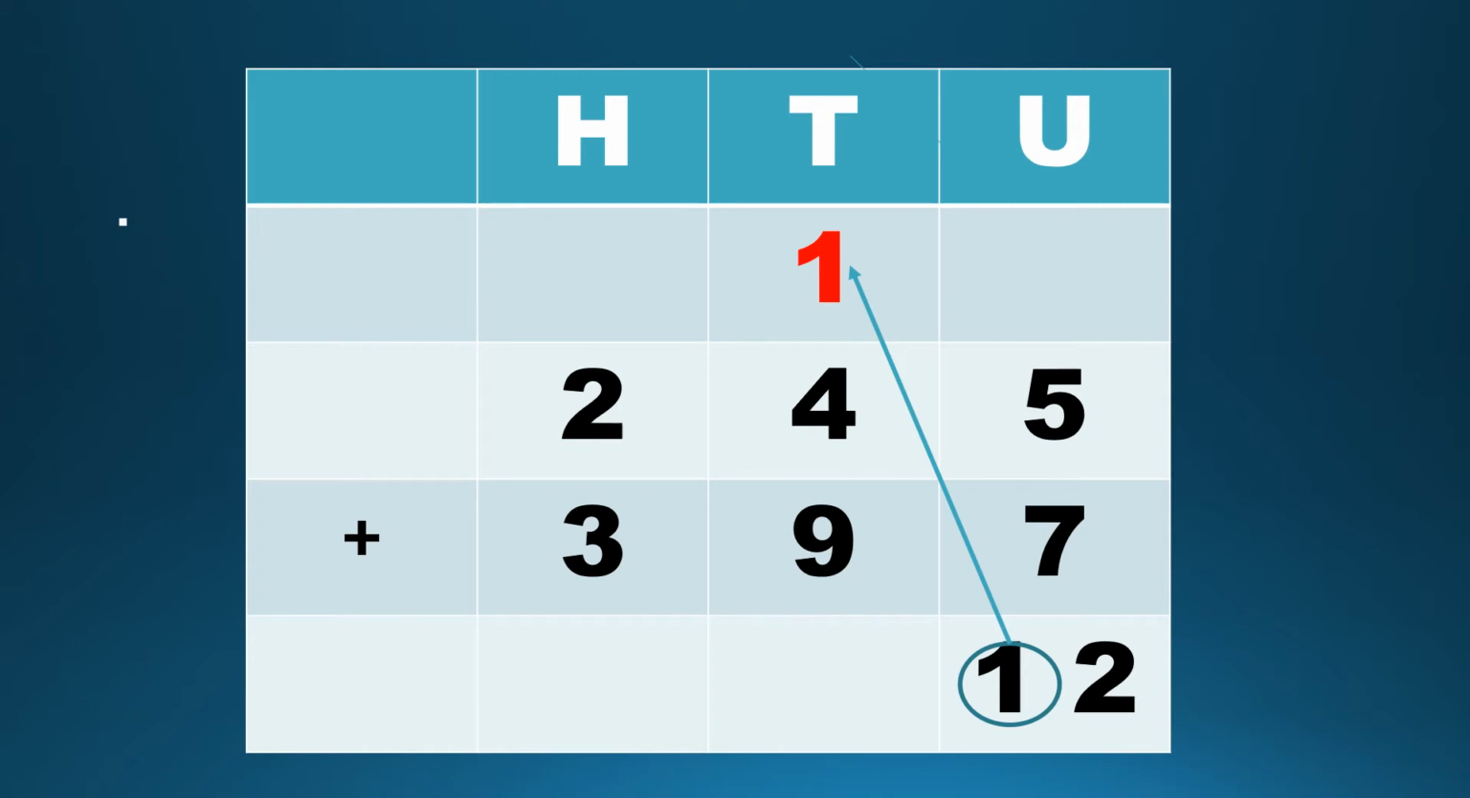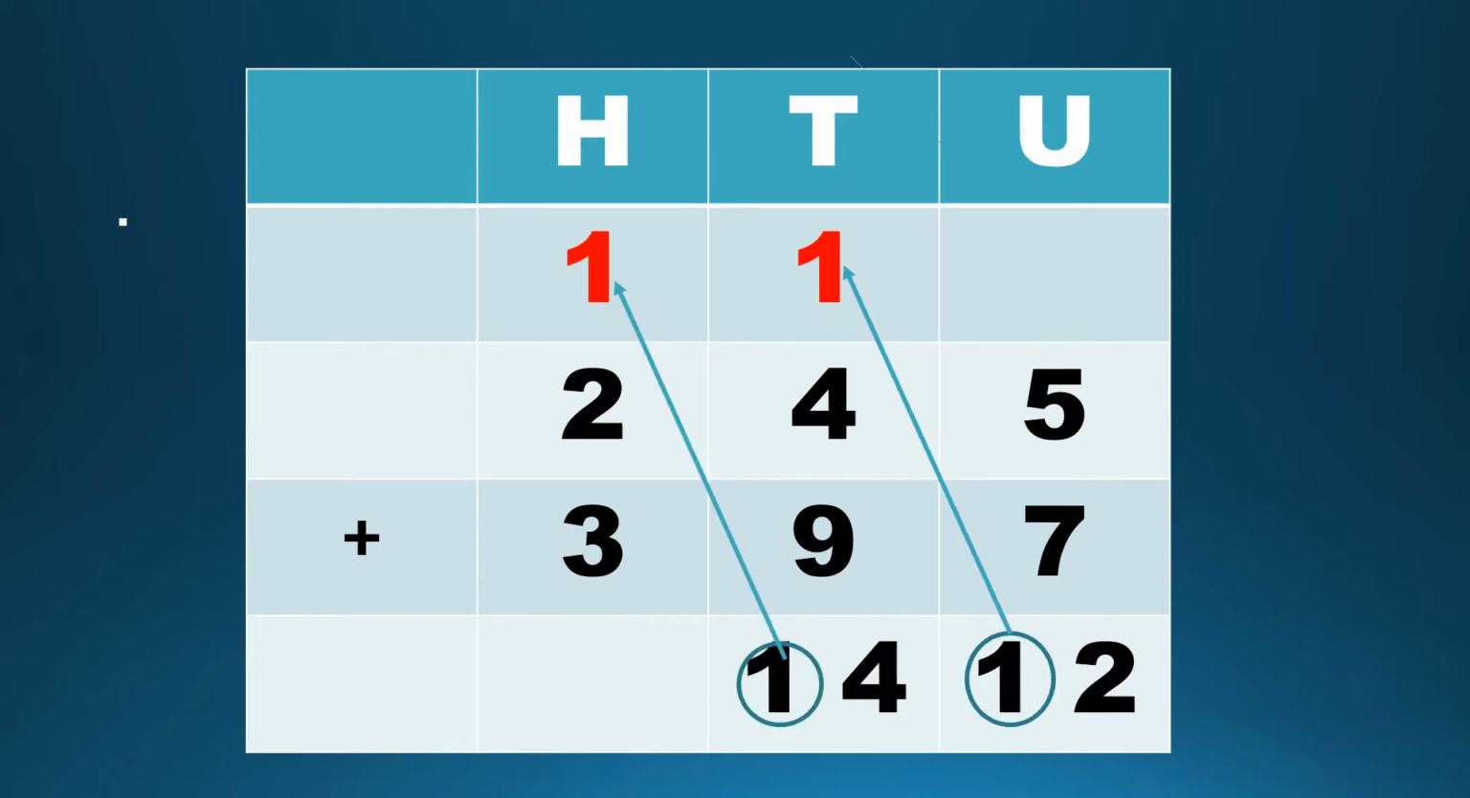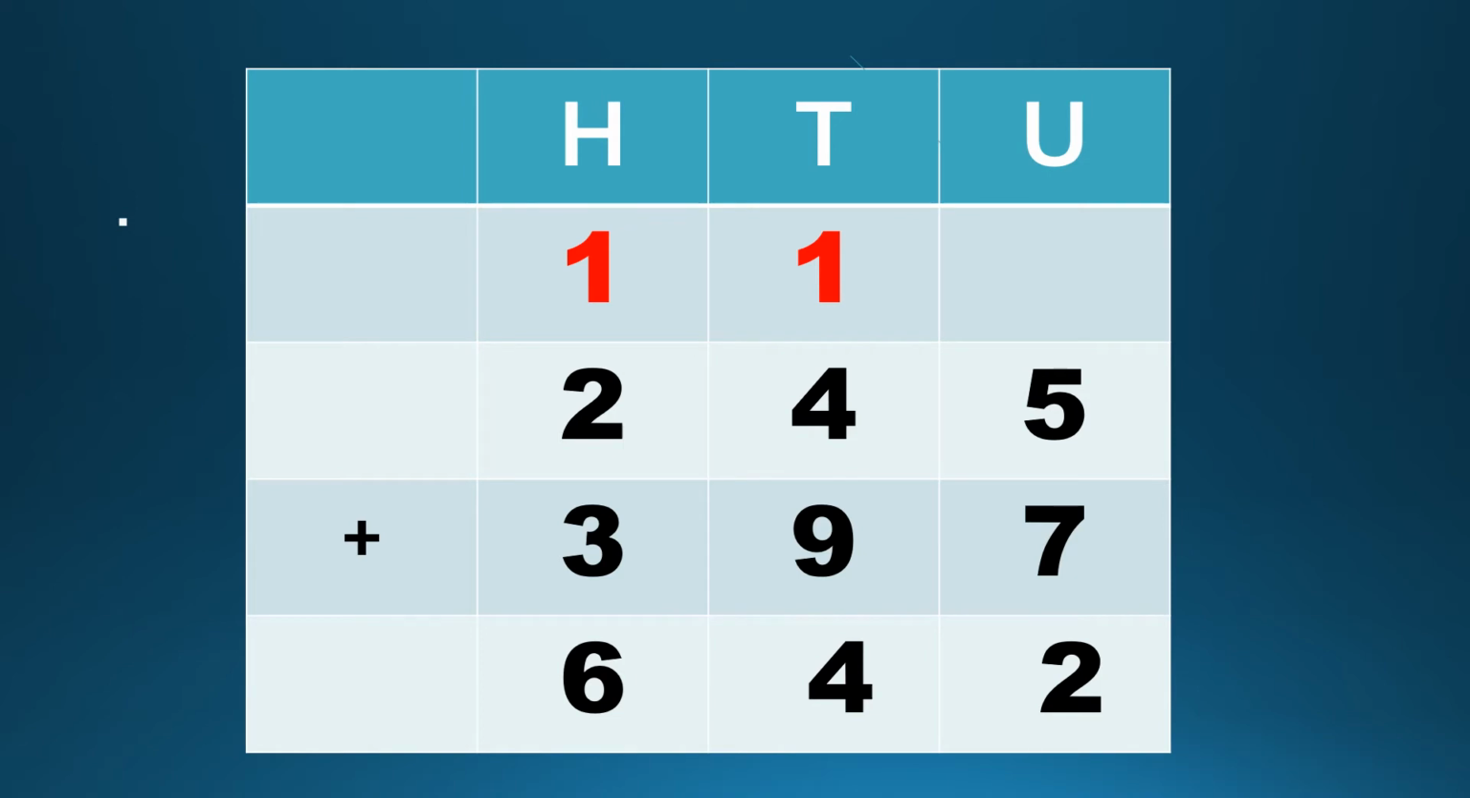So now we have 4 plus 9 plus the carryover. The answer is 14. So we carry over the 1 to the hundreds place. So we have 2 plus 3 plus the carryover 1. The answer is 6. So 245 plus 397. The answer is 642.